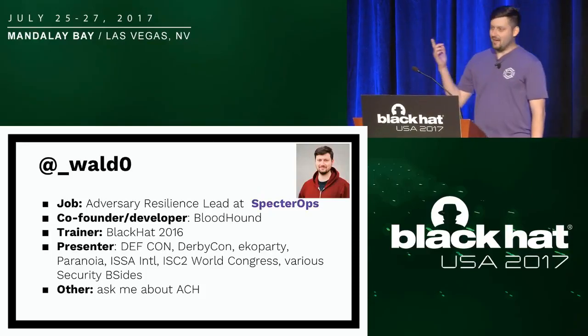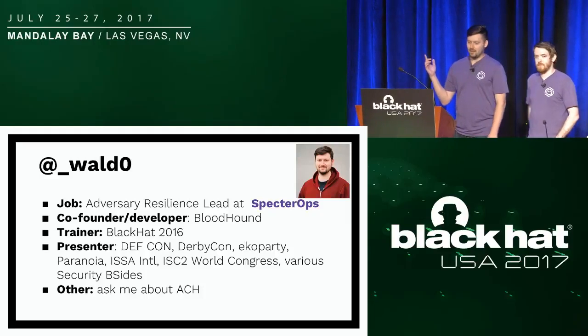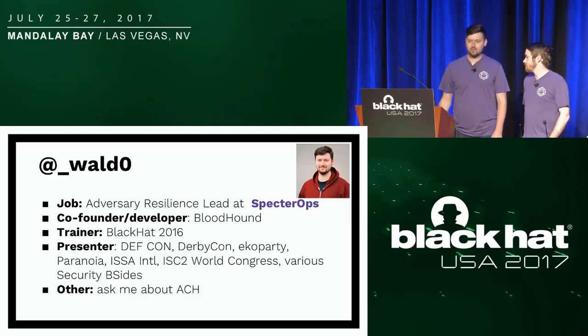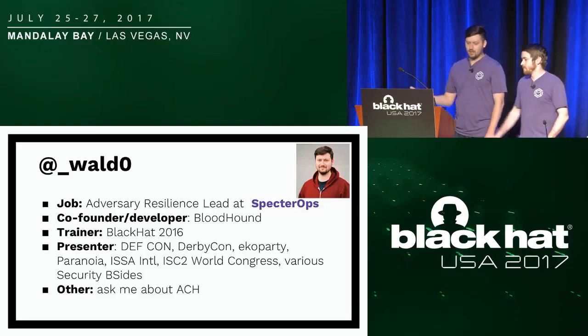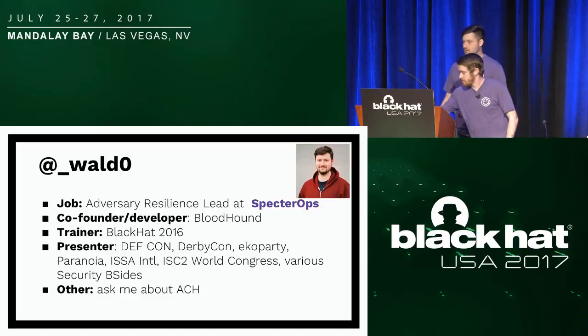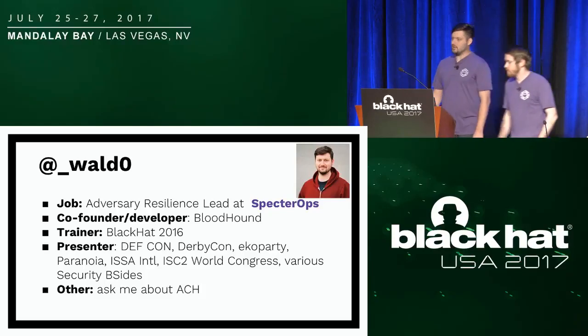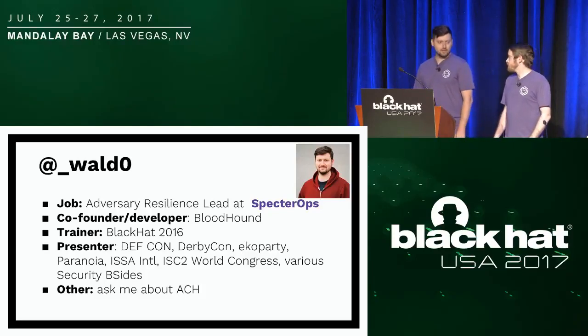This is me, Andy Robbins, also known as Waldo. I work at SecurityTalks as the Adversary Resilience Lead. I'm a co-founder and developer of the Bloodhound project. I've done training, I've done presentations, and if you're a financial geek, I would love to talk to you about ACH and how awful that whole platform is.